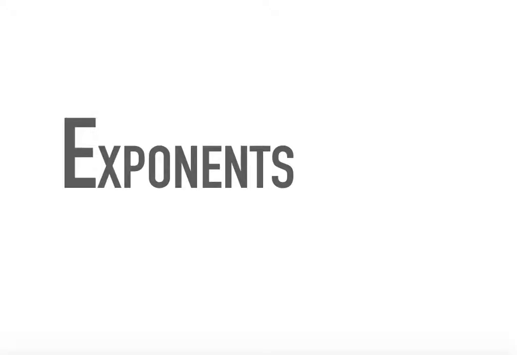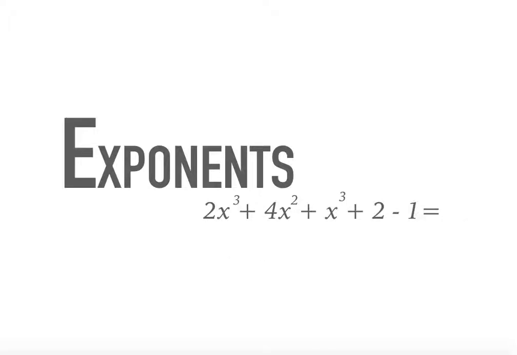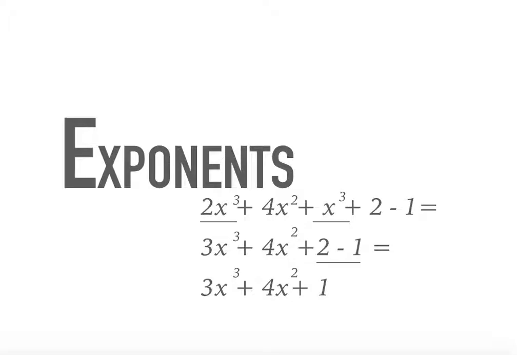Next, we have E in BEDMAS, which stands for exponents. So we solve for the stuff in exponents second. So we can see an exponent is the number in the top right corner. So here we can see an example of us solving for the exponents.